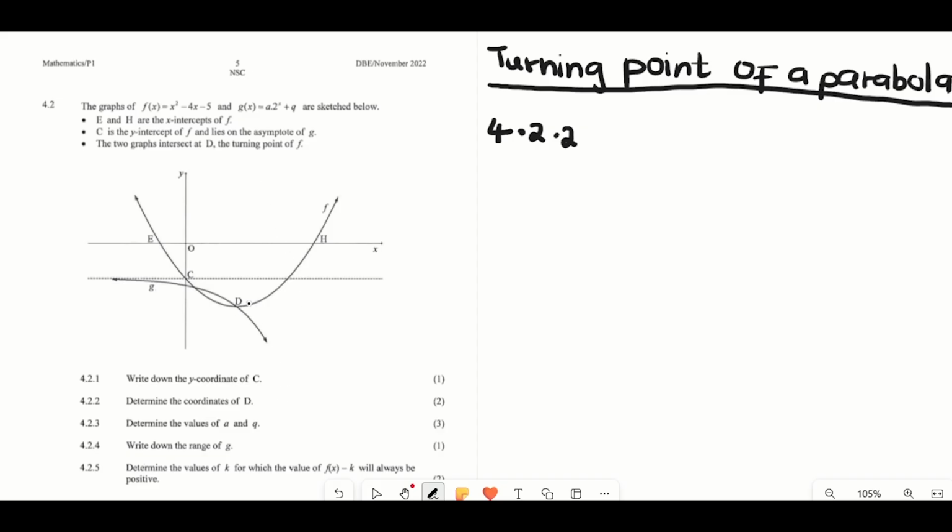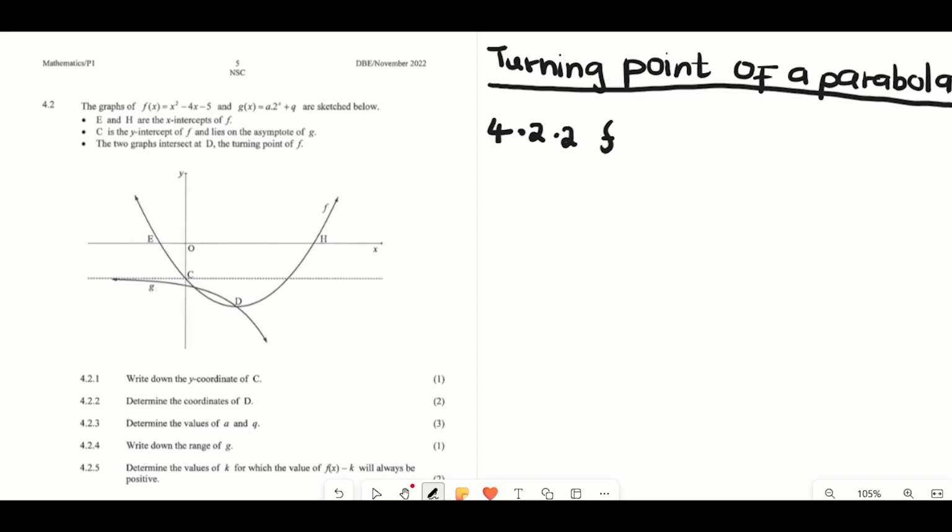Okay, so we are looking at D. We see that D is on these 2 graphs, so it's a point of intersection. But we also see that for this graph, which is a parabola, D is the turning point. But like I said, it's always important to read the statement you are given so you know the information that is available to you. They're saying the graphs of f of x, which equals x squared minus 4x minus 5. So we know that this is the equation of our parabola graph.